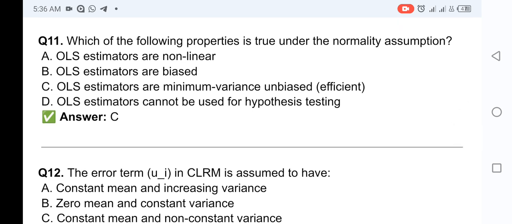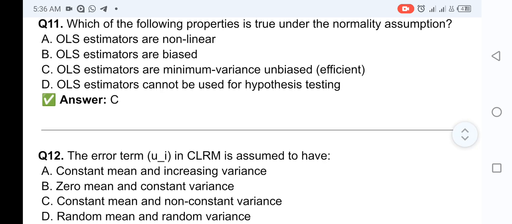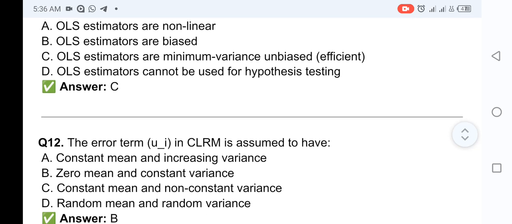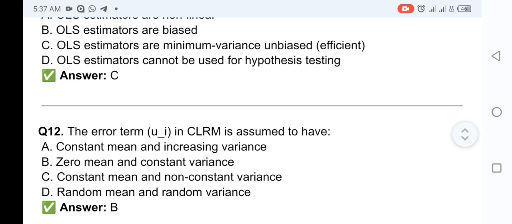Q12. The error term, u_i, in CLRM is assumed to have: A. constant mean and increasing variance, B. zero mean and constant variance, C. constant mean and non-constant variance, D. random mean and random variance. Answer, B.